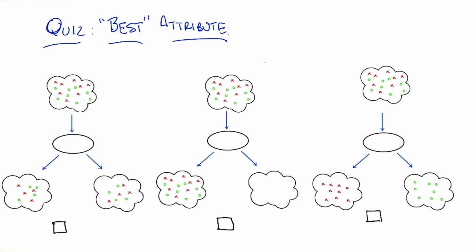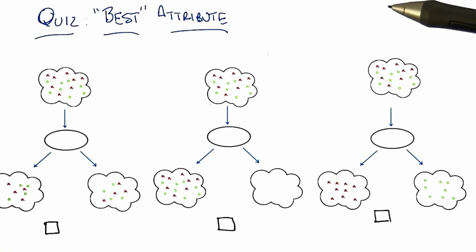So in the first case, you have the set of instances being sorted into 2 piles. There's some X's and some O's on the left and some X's and some O's on the right. In the second case, you have that same set of data being sorted so that all of it goes to the left and none of it goes to the right. And in the third case, you have that same set of data sorted so that a bunch of the X's end up on the left and a bunch of the O's end up on the right. What I want you to do is to rank each one, where 1 is the best and 3 is the least best attribute to choose.